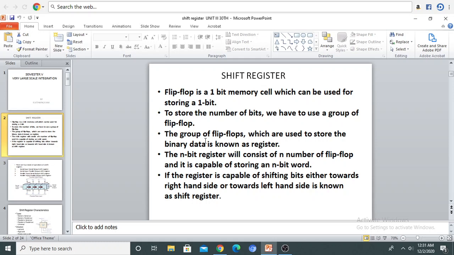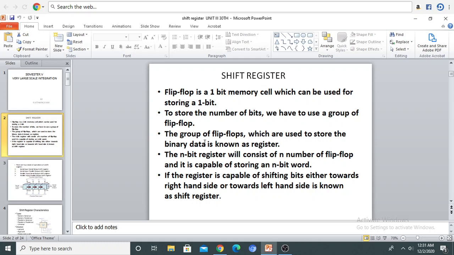A flip-flop is a memory element which stores a single bit, either 0 or 1. To store a single bit value, we use a flip-flop. To store a number of bits, we need a register. A register consists of a number of flip-flops.